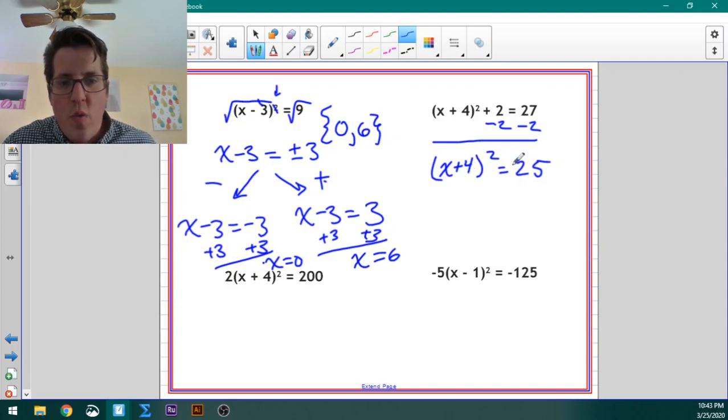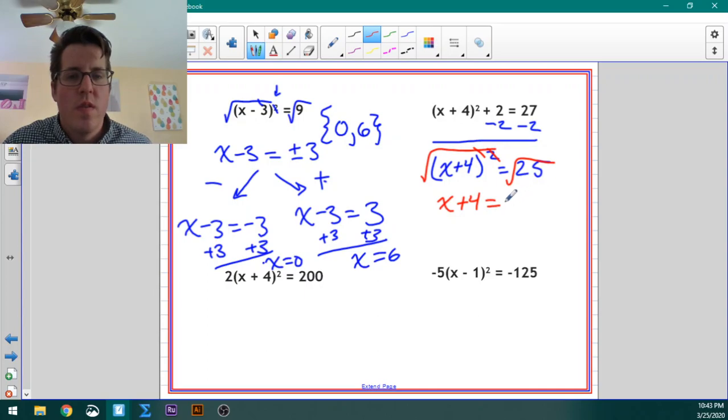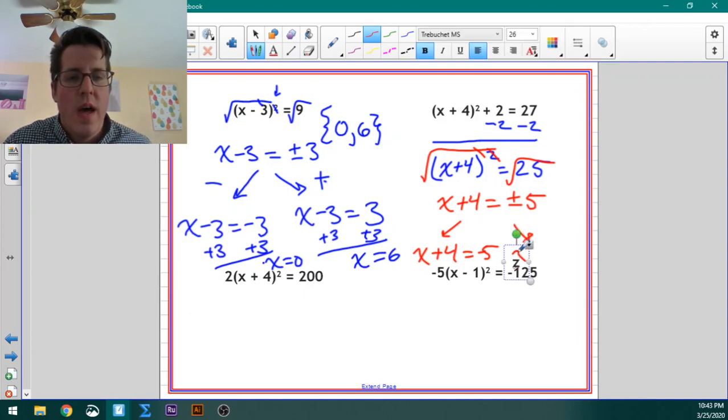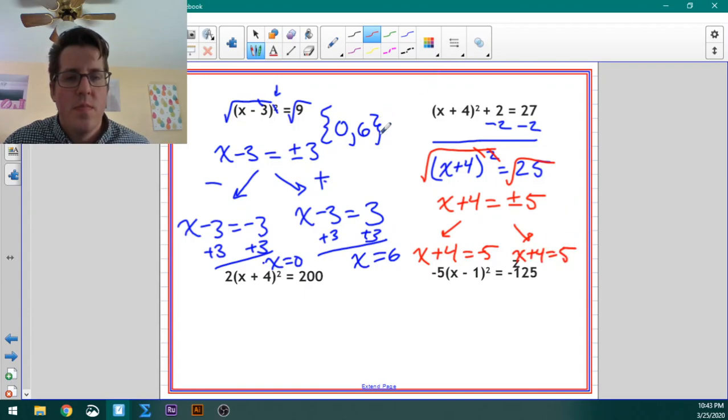So what things can you square to get 25? Well, negative 5 and positive 5. But that doesn't mean that that's what x would be. So what we're going to do here is take the square root of both sides. Those cancel out. And we're going to get x plus 4 equals plus or minus 5, positive 5 or negative 5. We're going to split that up. We're going to say x plus 4 could be negative 5, or x plus 4 could be positive 5. So our solutions are going to be negative 9 or 1.